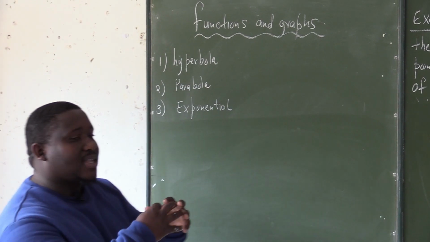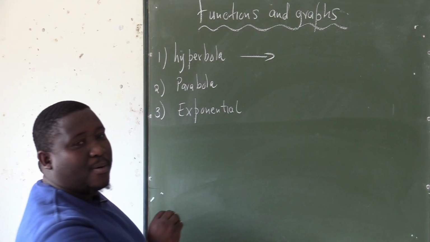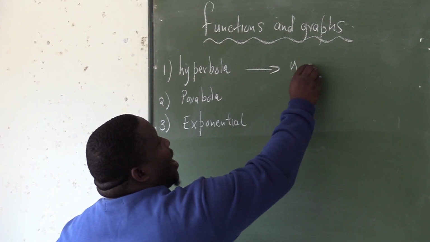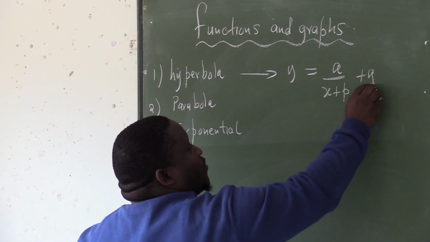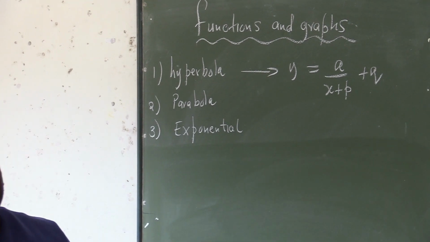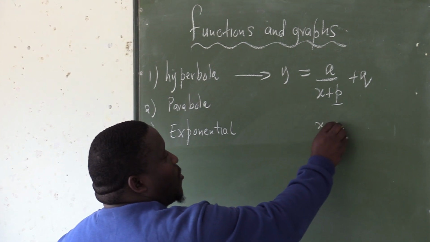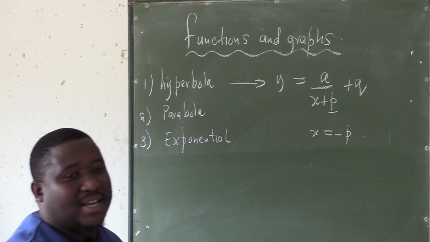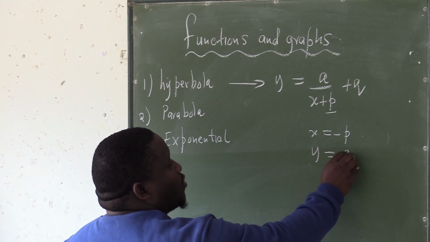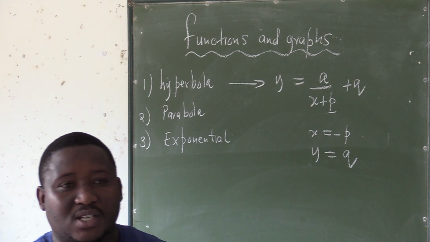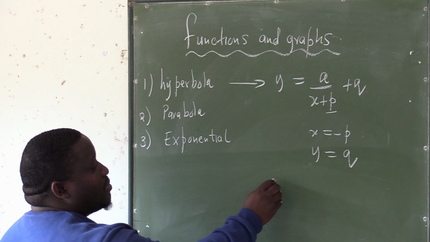The hyperbola has a standard form that one has to know. The standard form of the hyperbola is always given as y equals a over x plus p, plus q. This is the standard form of any hyperbola, where x equals minus p will give us the equation of the vertical asymptote, and where y equals q will give us the equation of the horizontal asymptote. But again, you must be very careful.